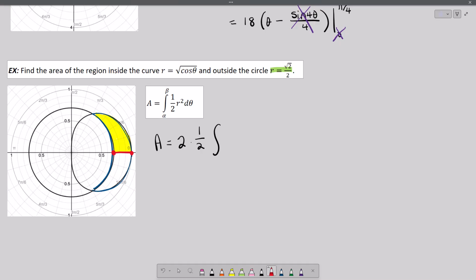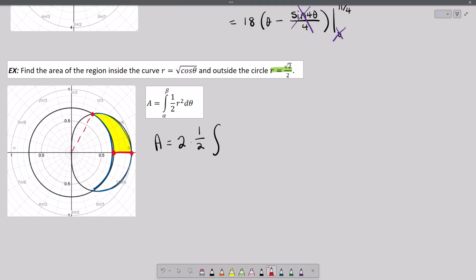And let's check that they both are going to generate the same r value at this point here. So plugging in pi over 3 for the circle, there's no theta, so the r value is root 2 over 2, which is right there. Come over here, plug in pi divided by 3. Cosine of pi over 3 is 1/2. And then we take the square root of 1/2, and we get root 2 over 2. So both curves have the same r value at pi over 3.